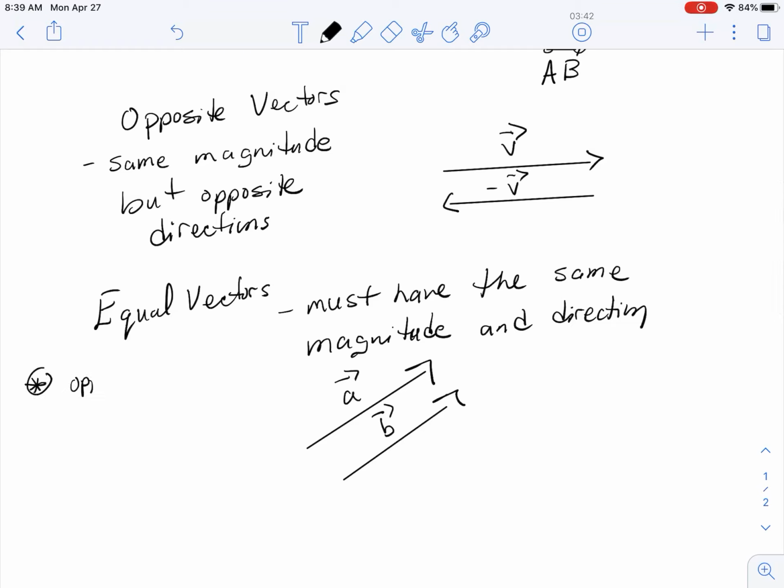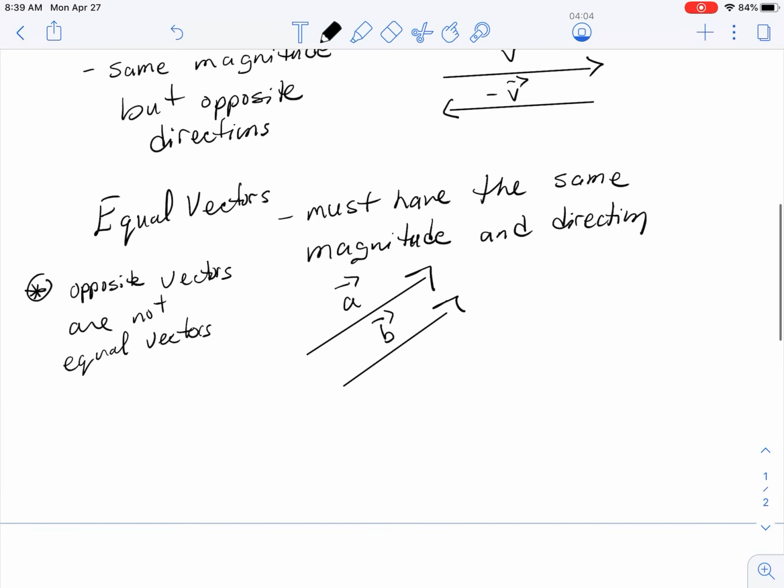Now I'm going to make a note here about opposite vectors. Opposite vectors are not equal vectors, because opposite vectors are going in opposite directions. Equal vectors have to be going in the same direction, and they have to have the same magnitude.